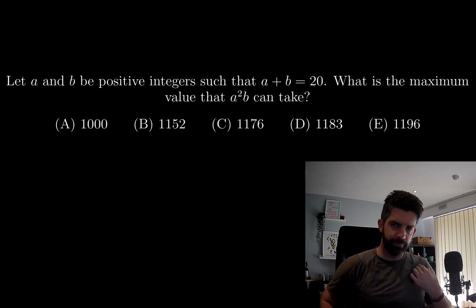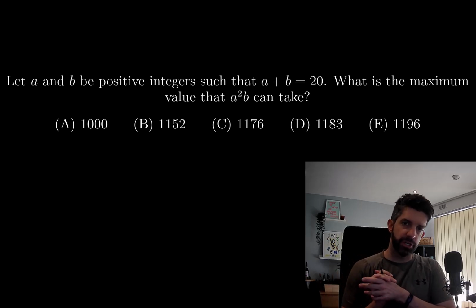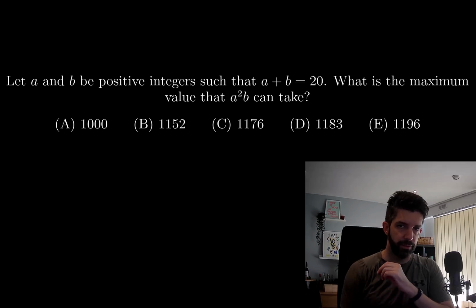Okay, my first instinct here is to take this expression a squared b and write it in terms of only one of the variables, a and b, because we'll be able to substitute for one of them as a is equal to 20 minus b, or vice versa. So we can write a squared b in terms of only one of the variables, and then just do a standard maximization.